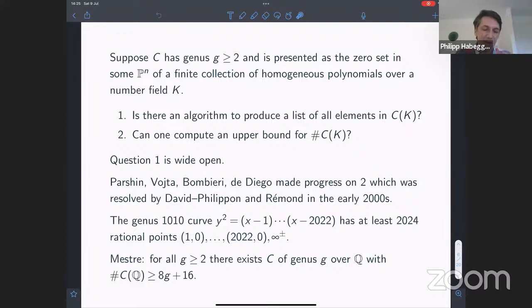And Mestre has, I think, the best general lower bound. He shows that in all genera at least 2, there is a curve over Q that has at least 8g plus 16 rational points. So a factor 4, but better than what this approach here gives. So in any kind of upper bound for the number of rational points, you need to include the genus in one form or another.